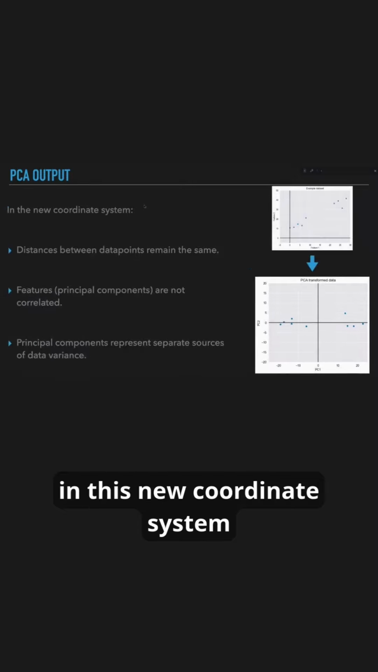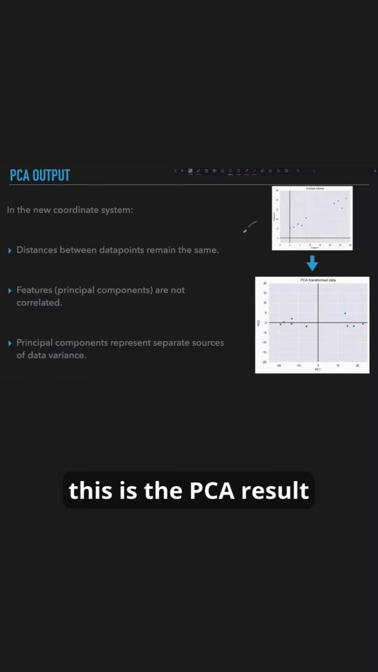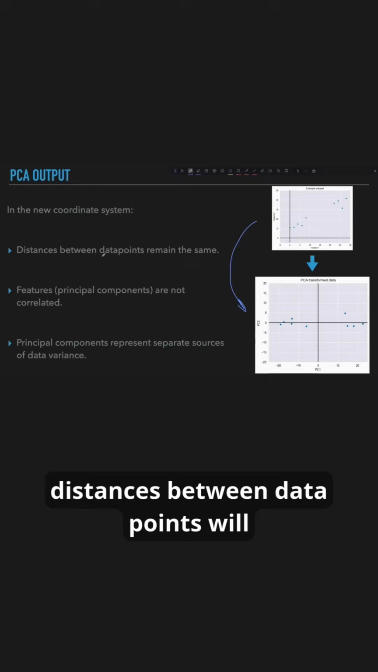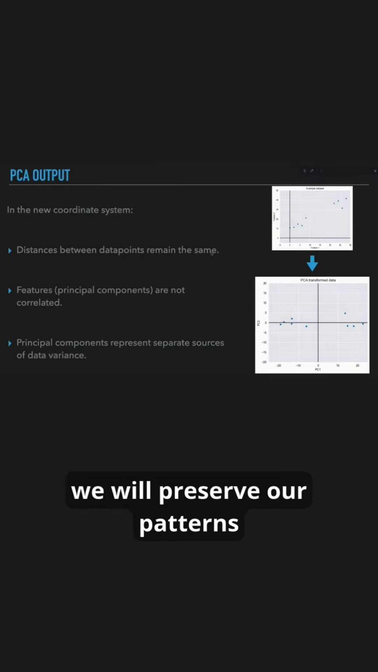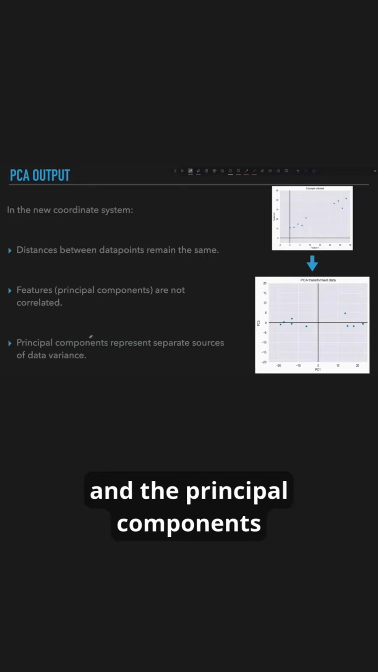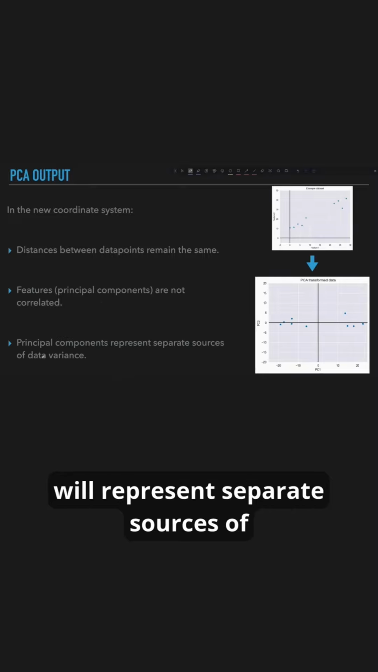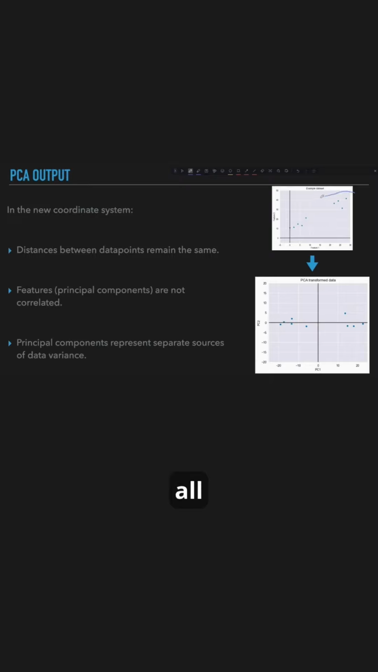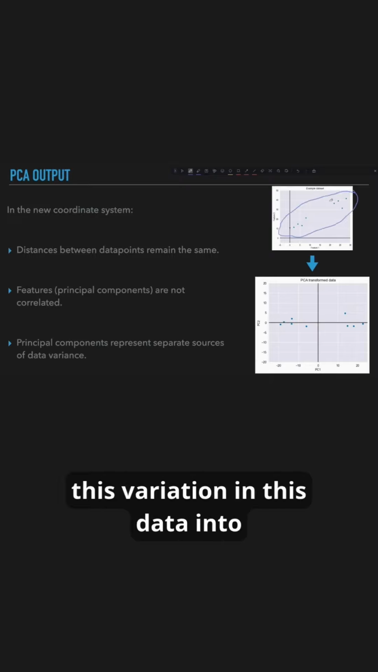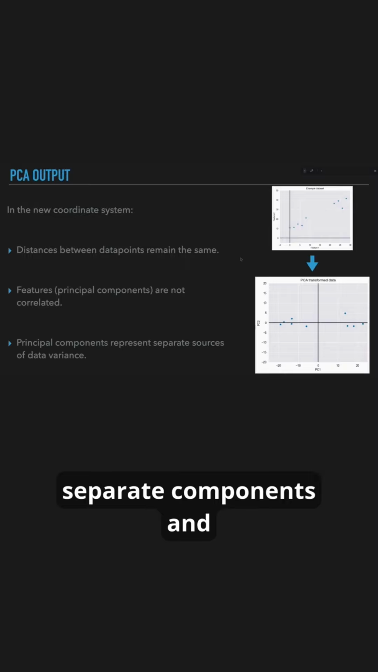And in this new coordinate system, so this is the PCA result, distances between data points will remain the same. We will preserve our variability, we will preserve our patterns, and features are not correlated. And the principal components will represent separate sources of variation. So what we will achieve is to break down all this variation in this data into separate components.